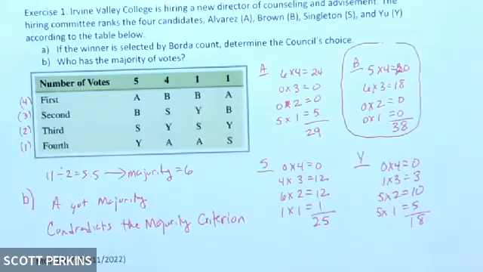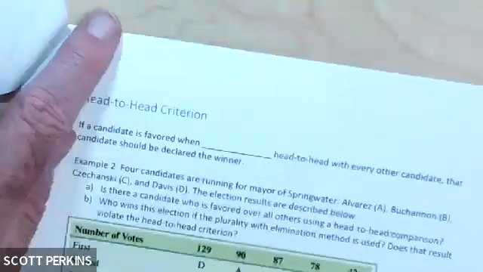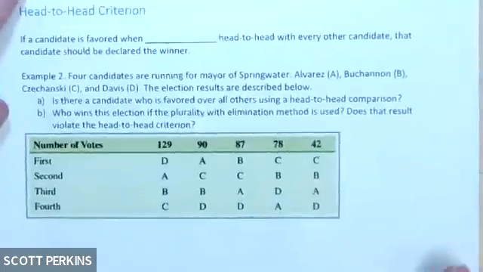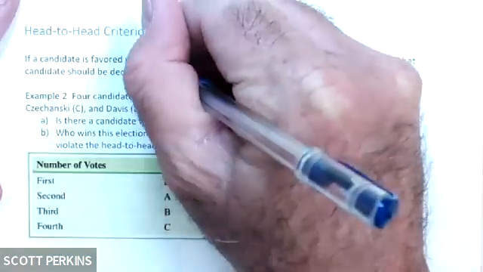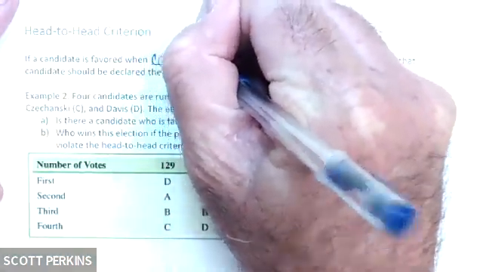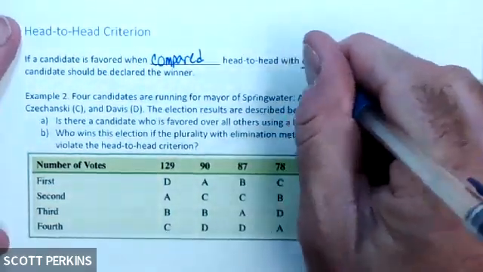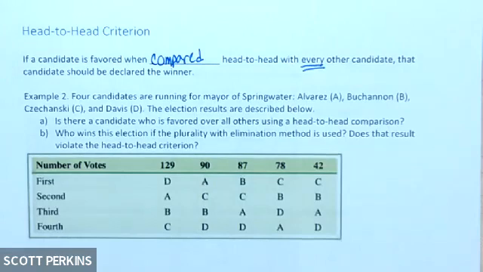All right, well, then we're going to go to the second potential flaw or contradiction in voting. It's called the head-to-head criterion. The head-to-head criterion says if a candidate is favored when compared head-to-head with every, I'm going to underline the word every, I should have done that. So the head-to-head criterion only applies when somebody is favored when they're compared with every candidate. That candidate should be the winner. Okay, so individually, if you are a candidate and you beat everybody one-on-one, then you should win the election.